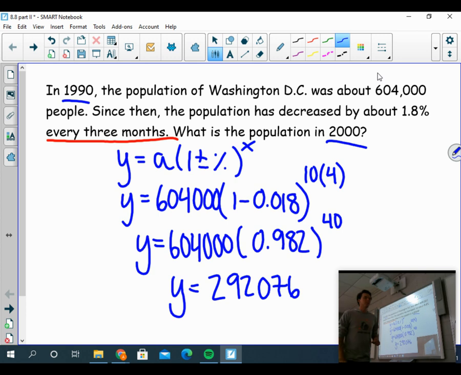Guys, hopefully these examples help clarify how to solve some of these exponential growth and decay problems. As always, let me know if you have questions.